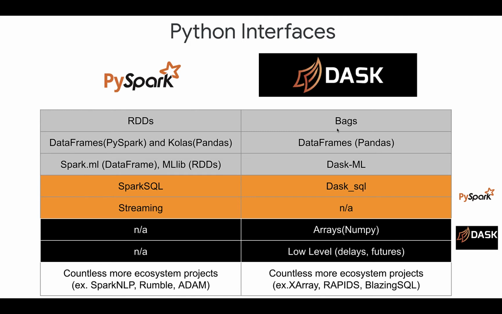So both of them have a method of working with unstructured data. In PySpark, that's RDD. In Dask, that's bags. In both situations, you point it at a file that has no structure, and then you can work with it to structure it or run your map applications, whatever it might be. They both have the concept of DataFrames.